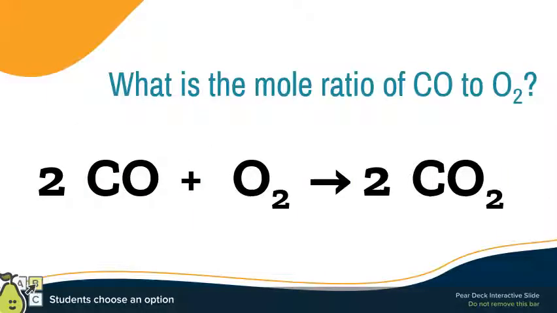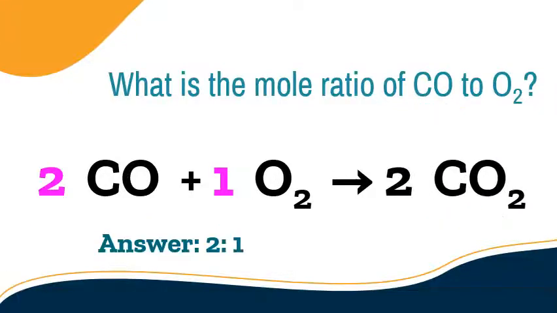Now we'll look at a different equation. We balanced this one earlier today too. We have 2 moles of carbon monoxide that reacts with 1 mole of dioxygen to produce 2 moles of carbon dioxide. What is the mole ratio of carbon monoxide to dioxygen? If you said a ratio of 2 to 1, you are correct. There are 2 moles of carbon monoxide present in this equation, and that it reacts with 1 mole of dioxygen to produce 2 moles of carbon dioxide.